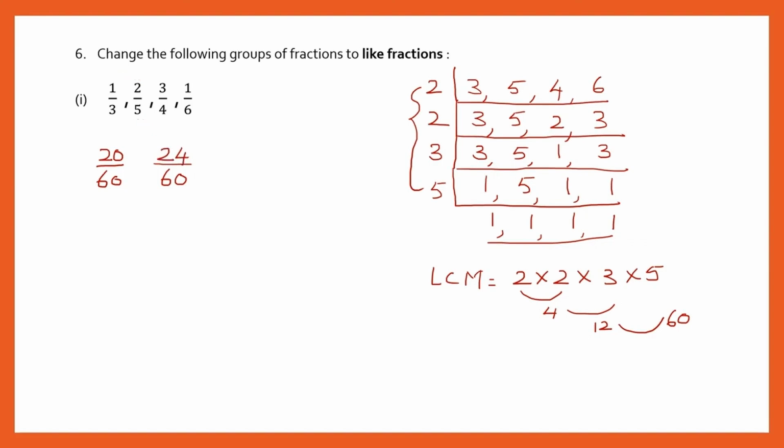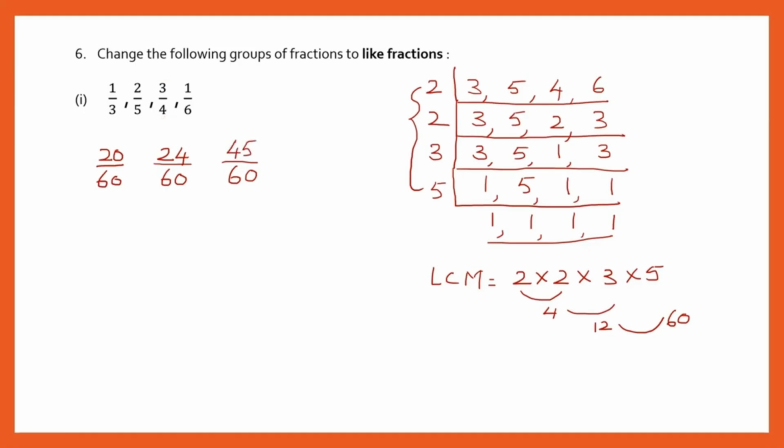So now I will move on to the third one. So my denominator is 60. 4 into what will give us 60? 4 into 15. So I'm multiplying my numerator also by 15. So 15 threes are 45. So I've got my third fraction, 45 by 60.